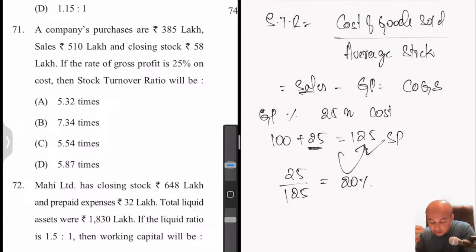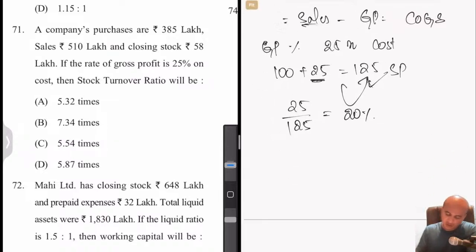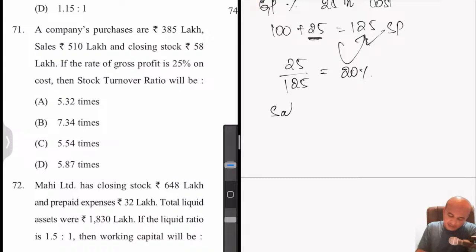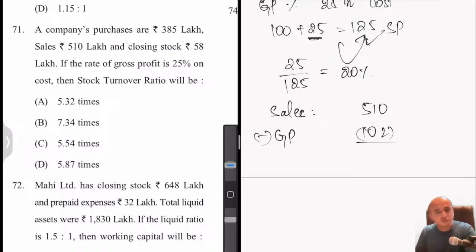Let me rewrite the statement again. Sales is 510 lakhs minus GP, which will be 20% of 510. So 51 twos are 102. So 510 minus 102 will be 408 lakhs, which is nothing but the cost of goods sold. So one thing we have already identified.